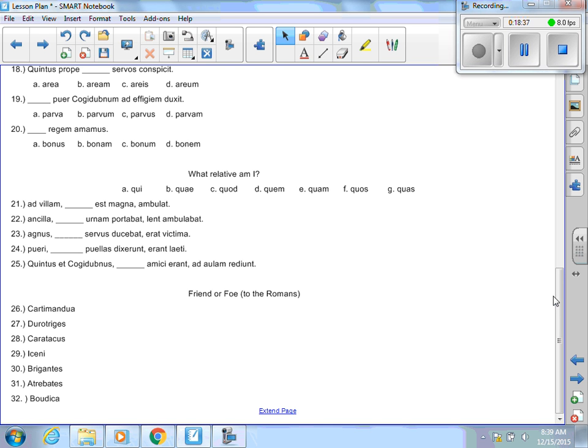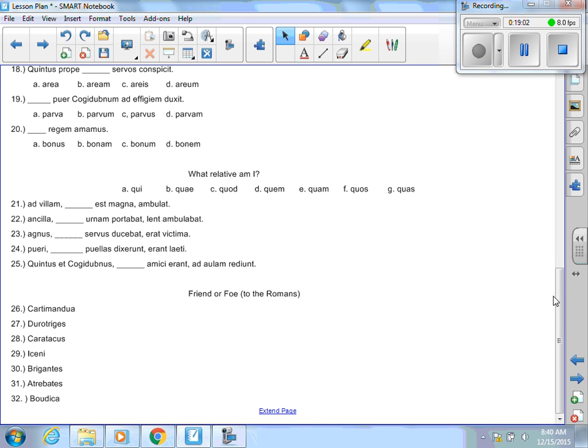Number 22, I have ancilla. So I'm looking for a singular feminine. I look inside the clause. I realize that I'm missing a subject. So I'm looking for a nominative because that's how it's being used inside that clause. I'm looking for a singular and feminine because of ancilla. So I have a nominative, singular, feminine, quae.